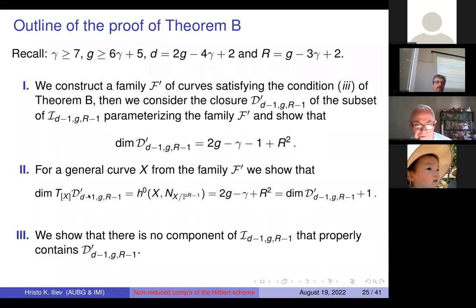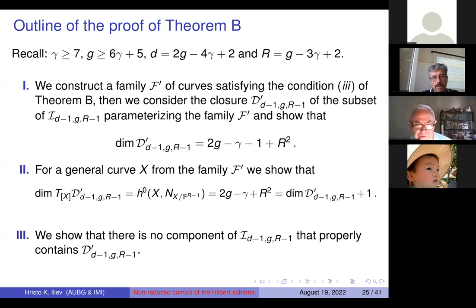of such a family, or equivalently, the dimension of the space of global sections to such a general curve from the family. And in the third step, which is not easy, it's quite difficult oftentimes, we get to show that this closure that I denoted here like D prime is not contained properly in another component. In other words, it is really a component. And because the dimension of the tangent space, as in step 2, is bigger than the dimension of the family, it makes a non-reduced component.